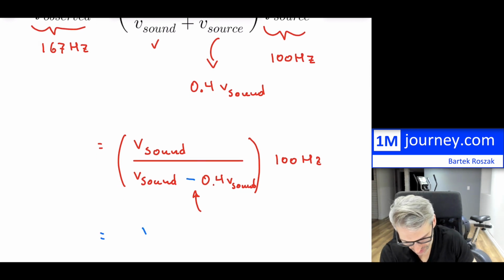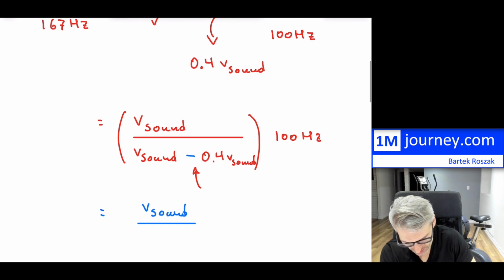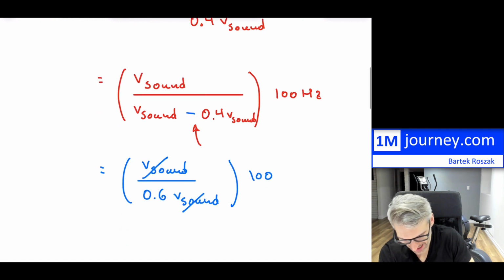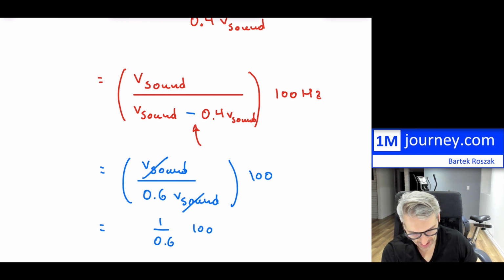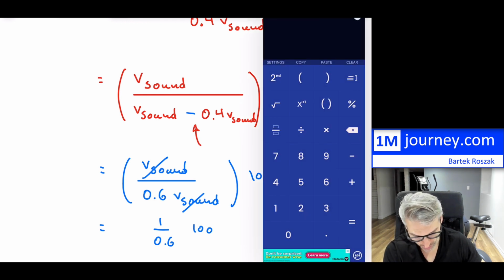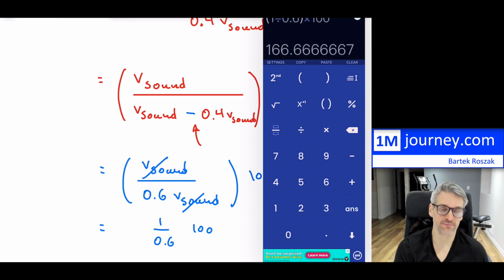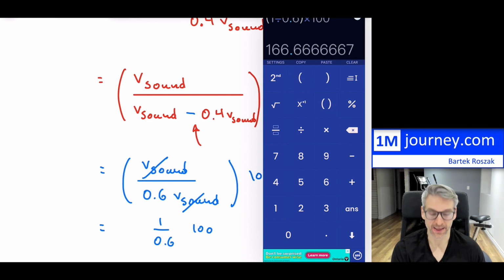So now notice you're going to get V of the sound divided by, in this case, 40% of it, so this is going to become 0.6 of V sound. Again, we didn't need the speed of sound because it will just cancel out, and this would be 100. So what you really have here is 1 over 0.6 multiplied by 100, and let's check it out. So 1 divided by 0.6, multiplied by 100. And notice that indeed it is 167, rounded.